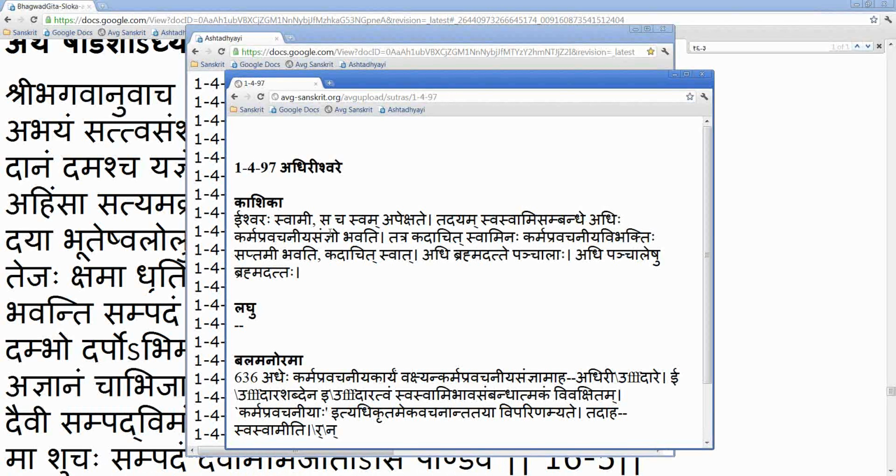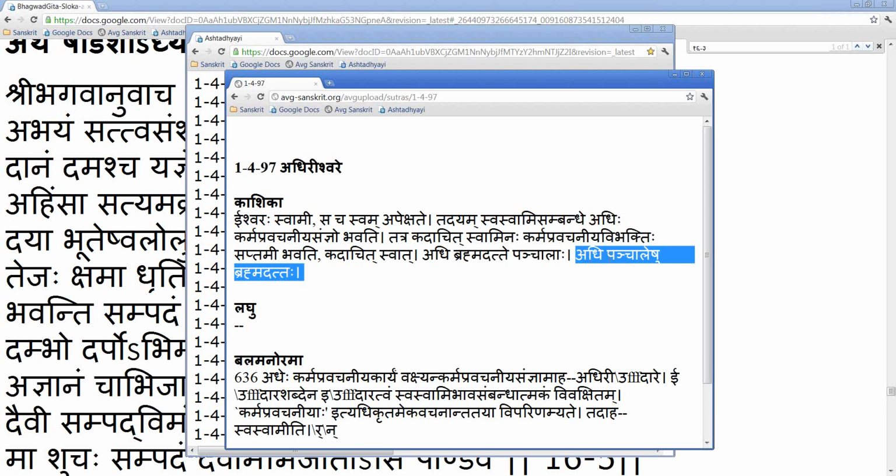See, Ishvaraha Swami samapekshate. So it means that the Swami is owning something. Tadayam sva swami sambandhe adhi karma pravachaniya sanya bhavati, tatra kadachit swaminaha karma pravachaniya bhakti saptami, kadachit swat. You can say adhi brahma datte panchalaha. So these territories of Panchala depend on Brahmadatta. And you can say adhi panchaleshu brahma dattaha. So Brahmadatta has authority over the Panchala. So we can use saptami with Brahmadatta and with Panchalaha both.